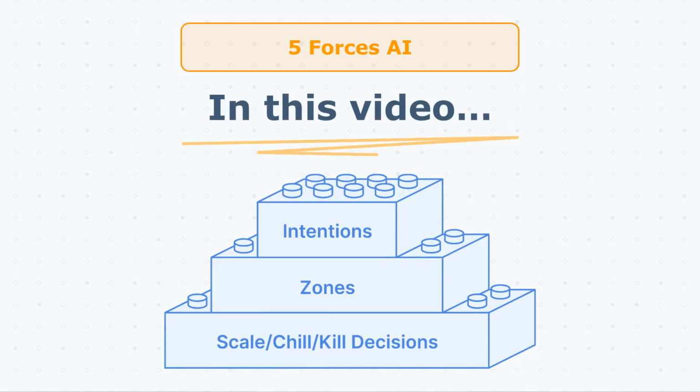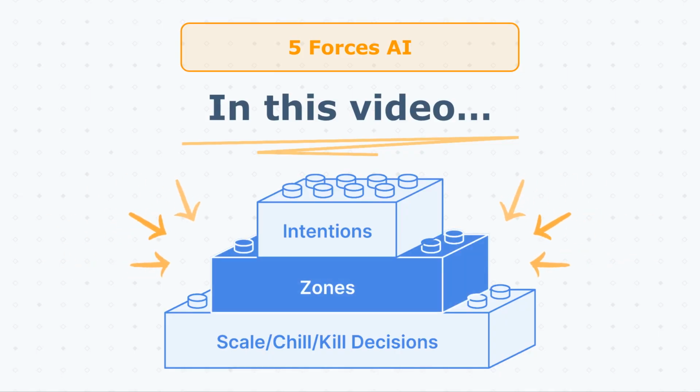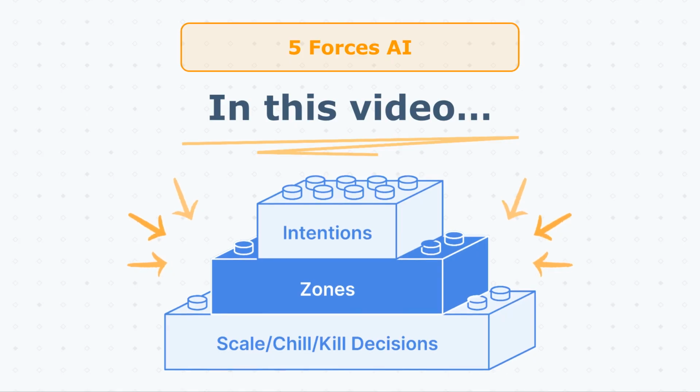In this video, we're going to be talking about setting your KPI scale, kill, chill zones. KPI zones tell our AI the financial targets needed to keep spending the allocated budget, when we can spend more, and when we have a problem to diagnose and improve.